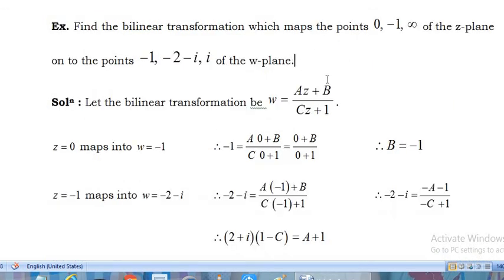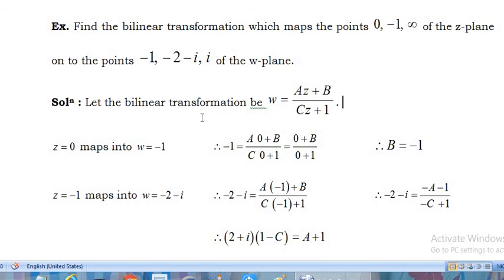One more problem of the same type. Find the bilinear transformation which maps the points 0, minus 1 and infinity of the z plane onto the points minus 1, minus 2i and i of the w plane.